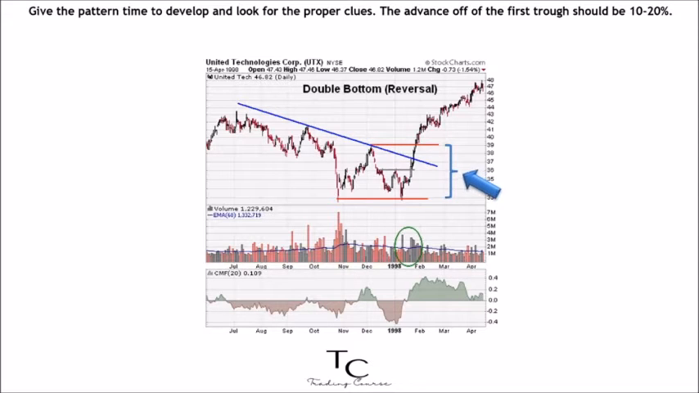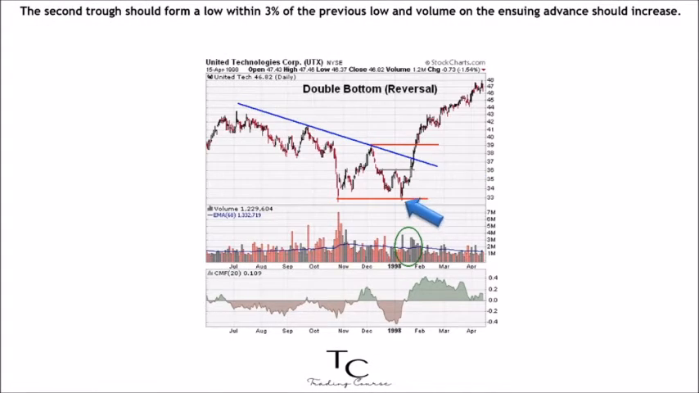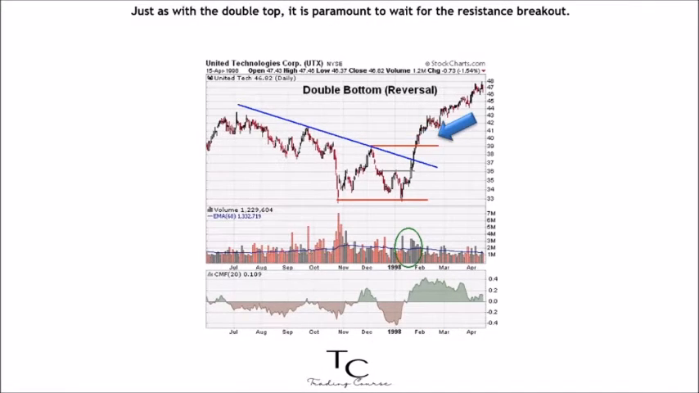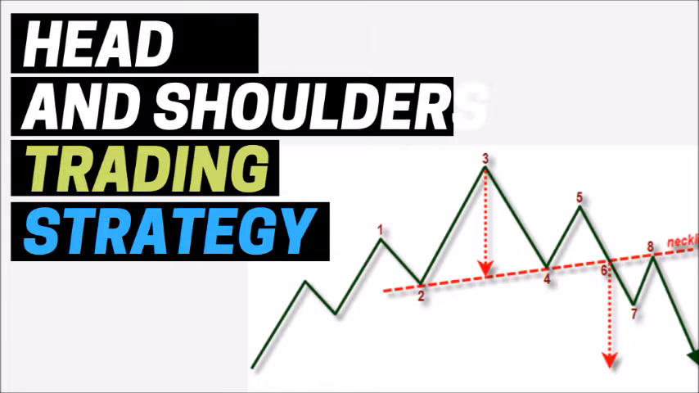The advance off of the first trough should be 10 to 20%. The second trough should form a low within 3% of the previous low, and volume on the ensuing advance should increase. Volume indicators such as Chaikin Money Flow, OBV, and accumulation distribution can be used to look for signs of buying pressure. Just as with the double top, it is paramount to wait for the resistance breakout. The formation is not complete until the previous reaction high is taken out.